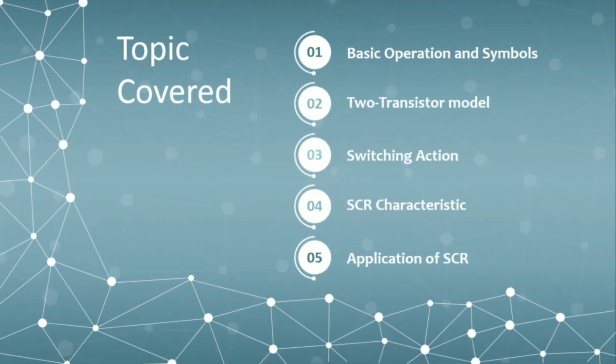So we will cover the topic SCR today. First we will study the basic operation, how the SCR works and what its symbol is. Then we will go with the two transistor model of SCR. Next, the switching action: how to turn on the SCR and how to turn off the SCR, especially commutation, we are going to see there.